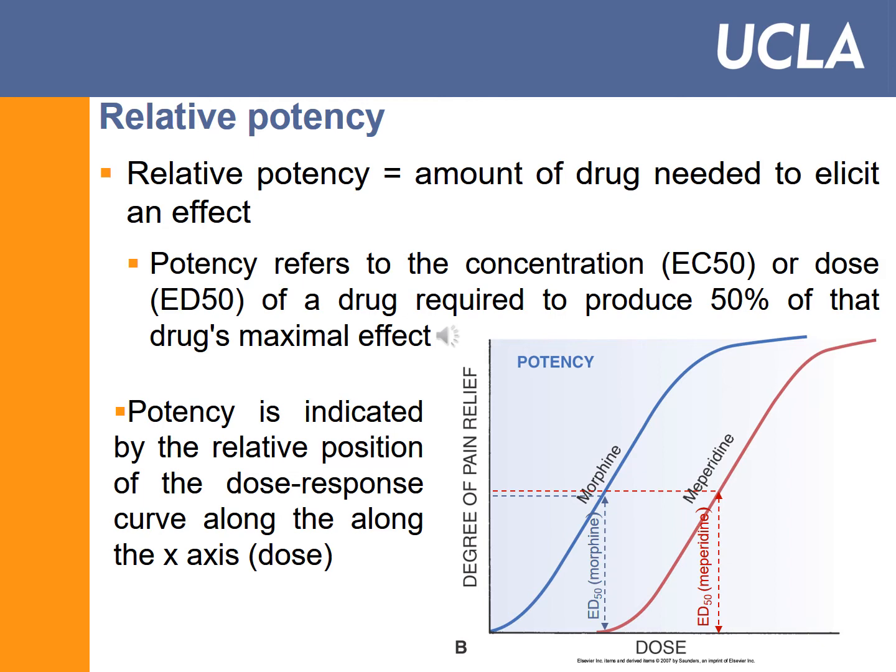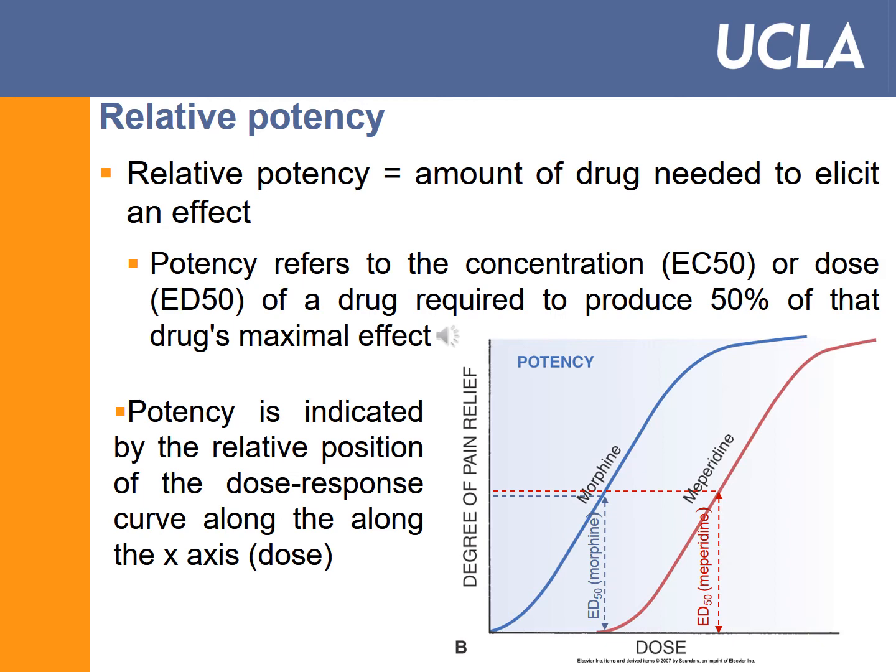And it's actually referred to as the concentration EC50, or the dose ED50, of a drug required to produce 50% of that drug's maximal effect. So you see for morphine, you have the blue curve. The maximal effect would be when the drug is plateauing. So 50% of the dose needed would be halfway to the maximum. And so then you read on the y-axis the degree of pain relief that is produced at 50% of that dose response curve. And then you read the dose on the x-axis.